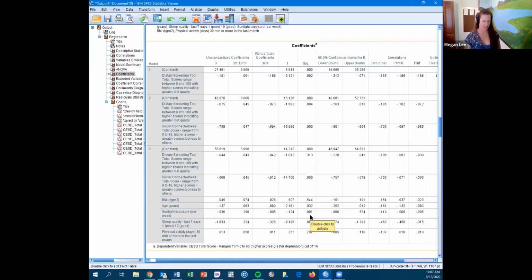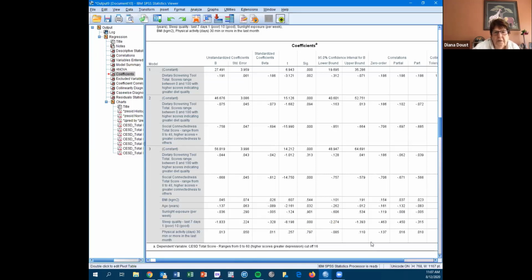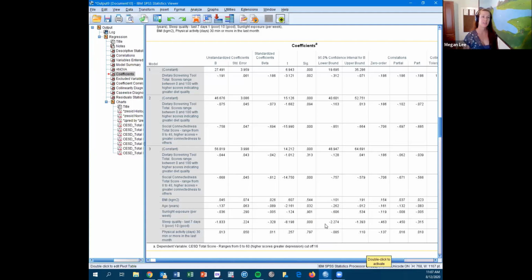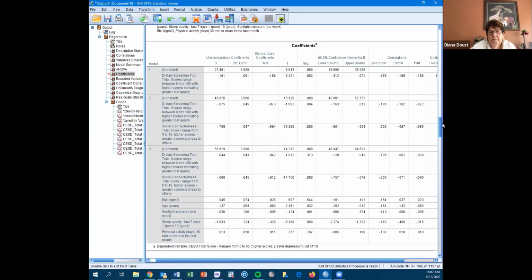Sunlight exposure, is it significant? No. Sleep quality. I can't see it, but yes, I think it is. Yeah, it is. Sleep quality is significant. Another finding we weren't expecting. So what that means is that the standardized beta is negative 0.328. So as sleep quality increases by 1 standard deviation, depression decreases by 0.32 standard deviations. Is physical activity significant? No. So what we're basically finding here is diet's not significant, but social connectedness and sleep quality are.